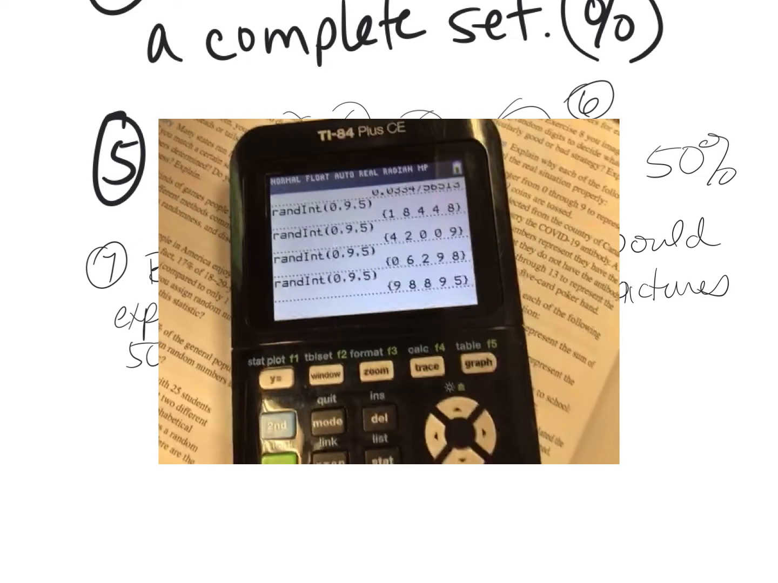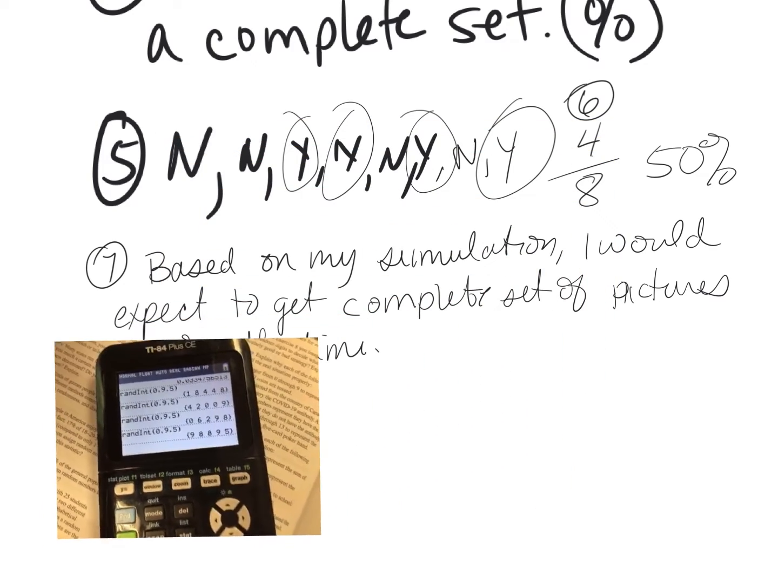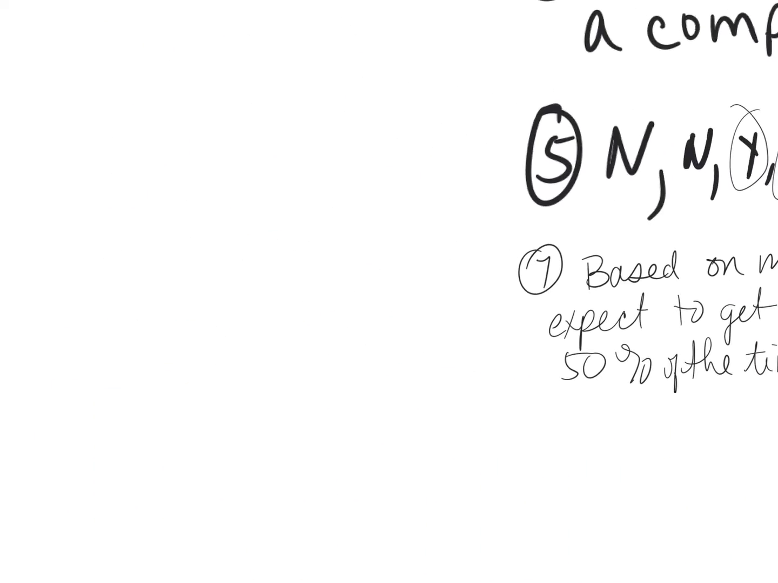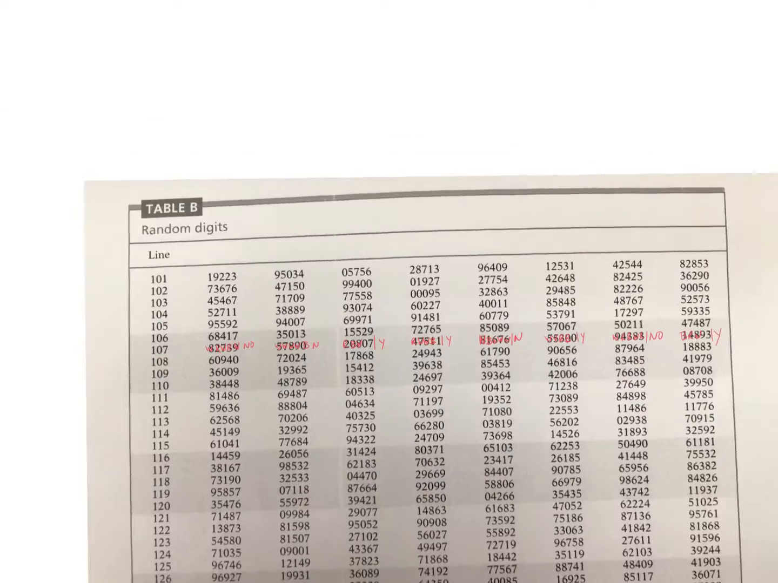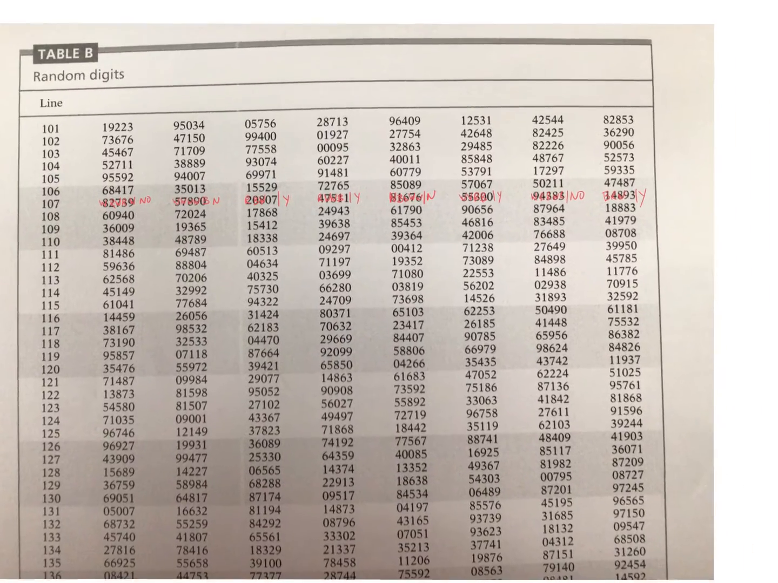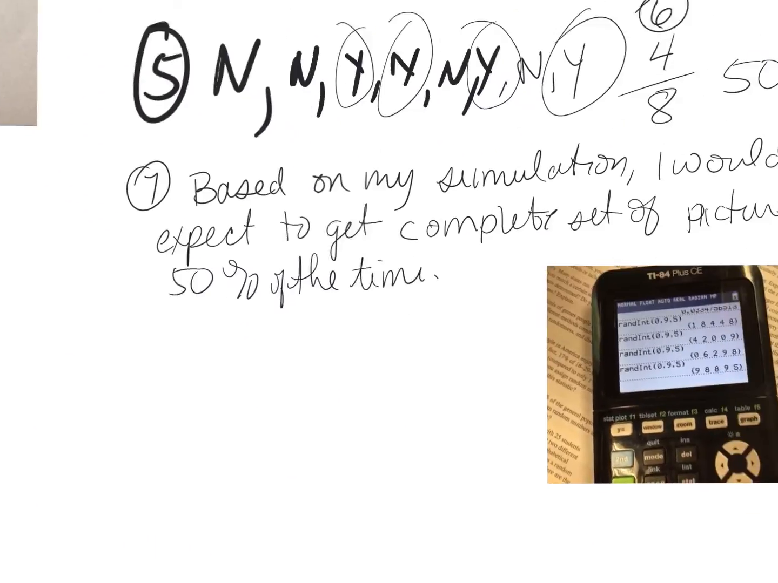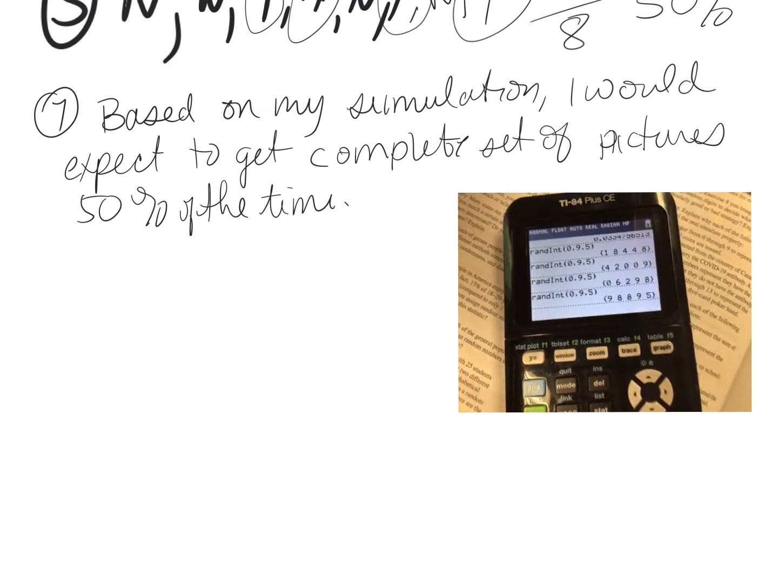Okay. Wait, what did you say? You go back to 7. I said, based on my simulation, I would expect to get a complete set of pictures 50% of the time.